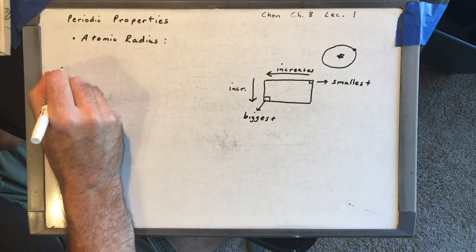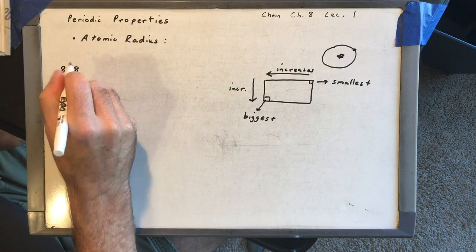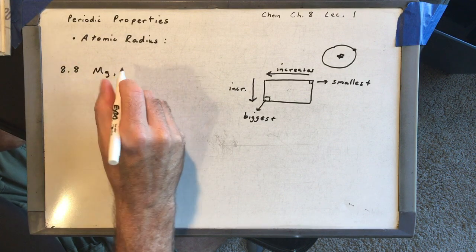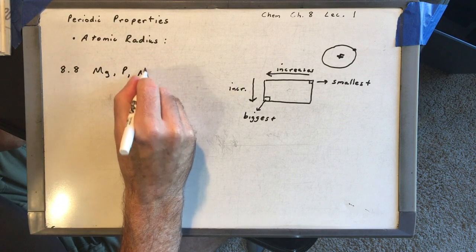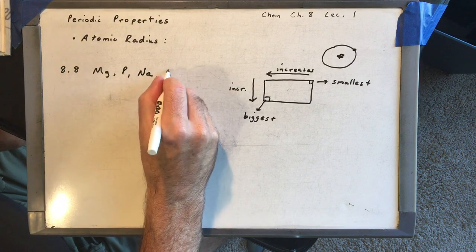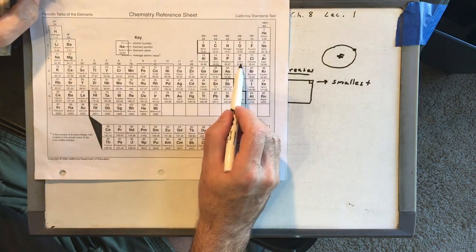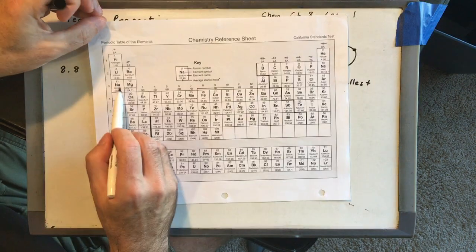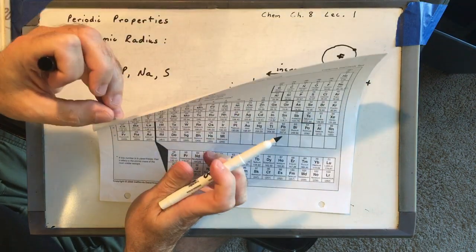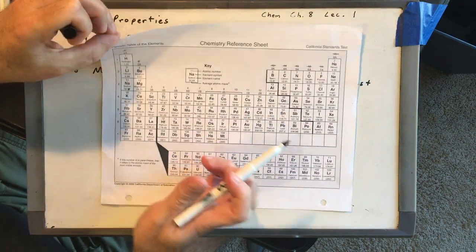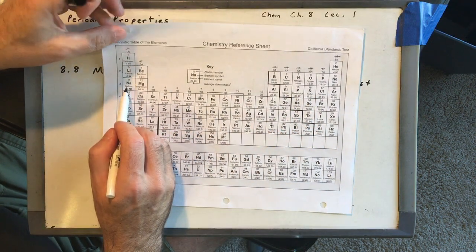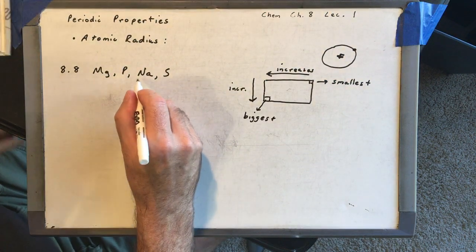All right, so 8.8 says which element is the largest? Magnesium, phosphorus, sodium, or sulfur. All right, well, let's find them. Sulfur's right here. Magnesium's way over here. Sodium is the farthest to the left. And sulfur's over here. Okay, the farthest to the left is sodium, so sodium is the biggest.